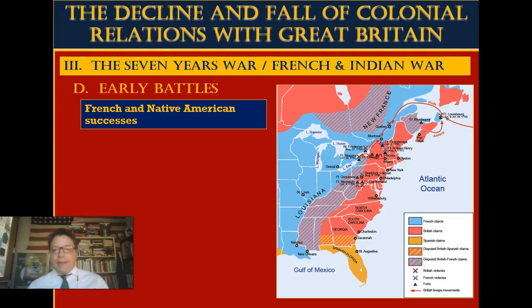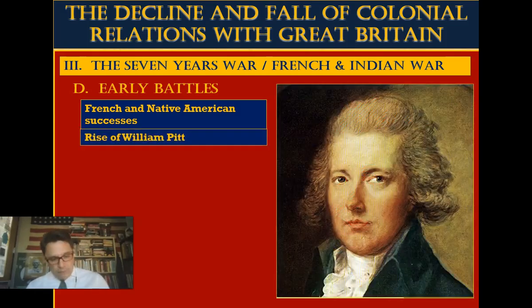But all of that changed with the arrival of William Pitt. This member of Parliament rose to prominence during the war by arguing that winning the war was a matter of life and death for Great Britain, and that it needed to go all out for victory, even if that meant amassing a huge, huge debt. So, faced with the prospect of losing the war and maybe its entire empire, Great Britain started spending and spending and spending on troops, supplies, weapons, training, whatever it took.